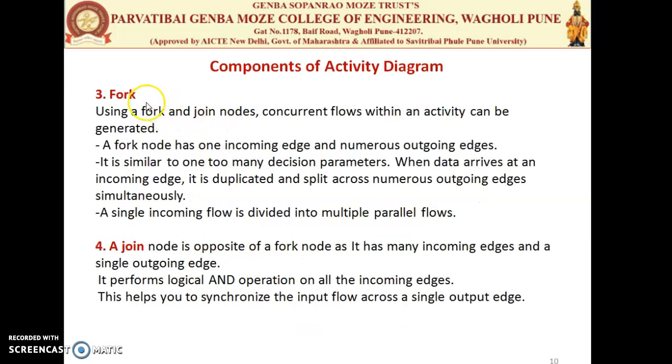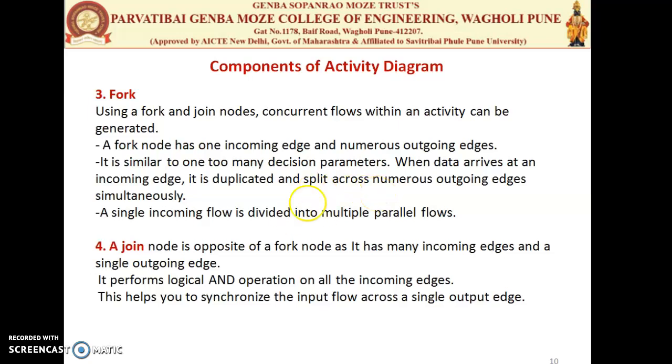The next component is a fork. The fork represents the concurrent flow within the system or within the activity. We can say using fork and join nodes, the concurrent flow within an activity can be generated. The fork node has one incoming edge and a number of outgoing edges, similar to one-to-many decision parameters. When the data arrives at the incoming edge, it is duplicated and split across the outgoing edges simultaneously.